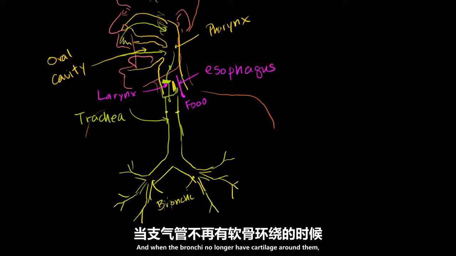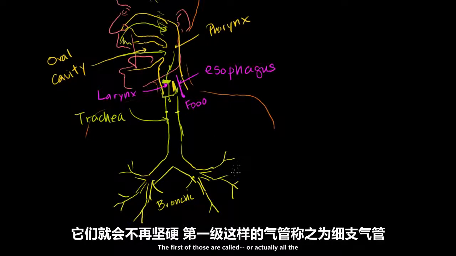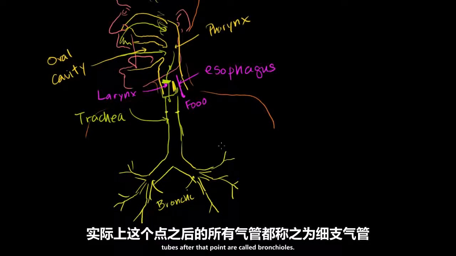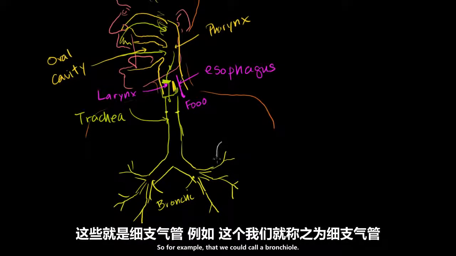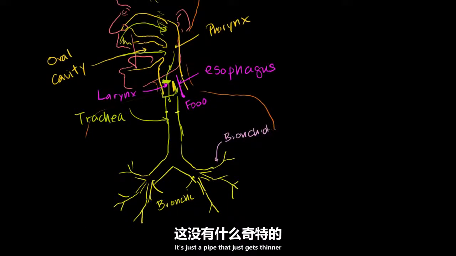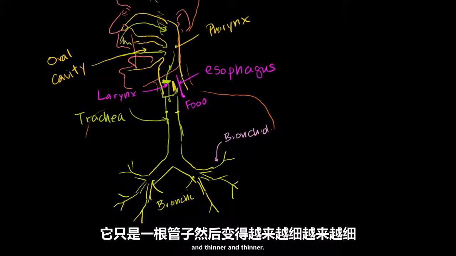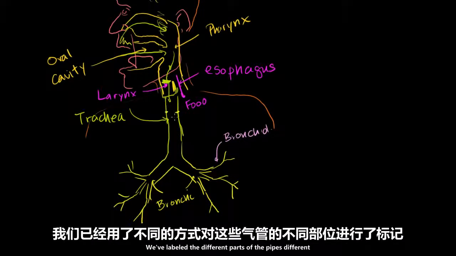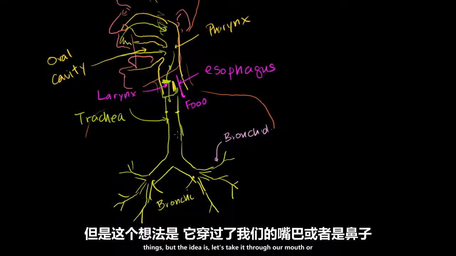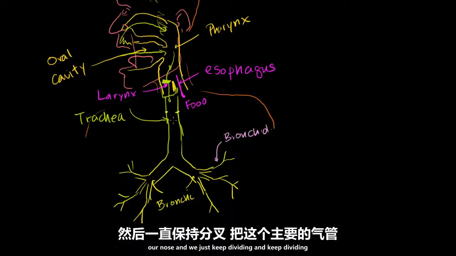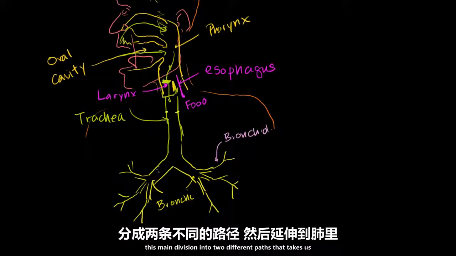And when the bronchi no longer have cartilage around them, they're no longer rigid. The first of those are called, or actually all the tubes after that point are called bronchioles. These are bronchioles. So for example, that we could call a bronchiole. And there's nothing fancy here. It's just a pipe that just gets thinner and thinner and thinner. We've labeled the different parts of the pipes different things. But the idea is, let's take it through our mouth or our nose, and we just keep dividing and keep dividing. This main division into two different parts, that takes us into each of our lungs.